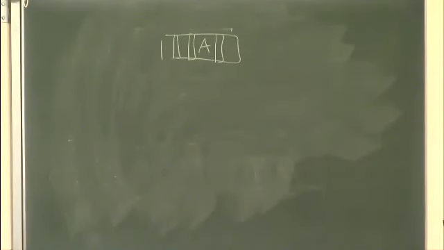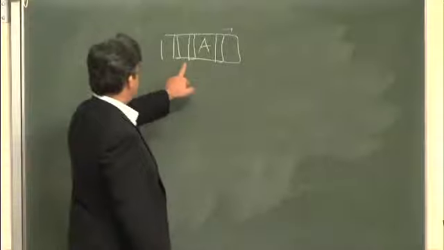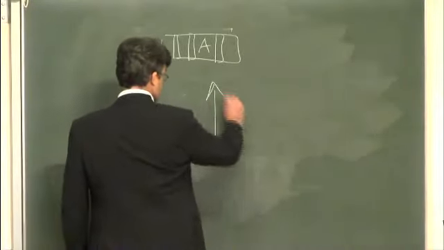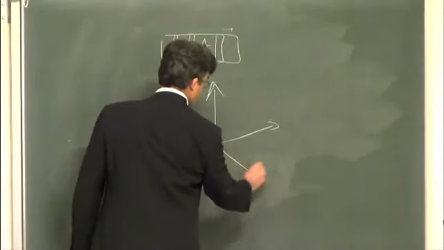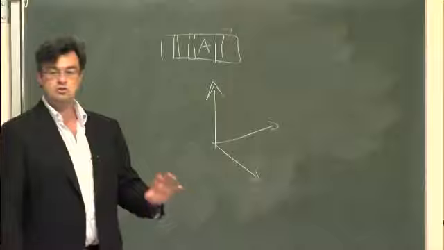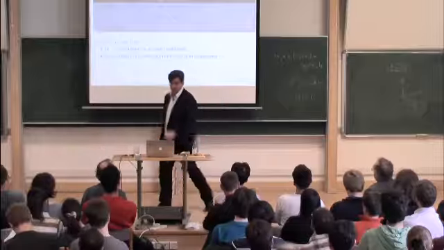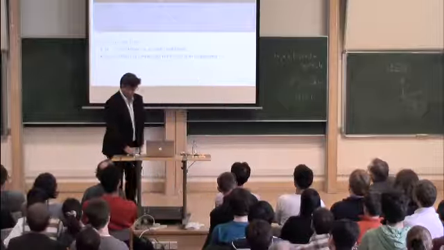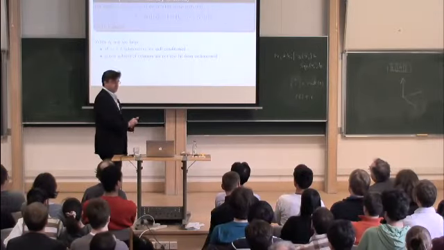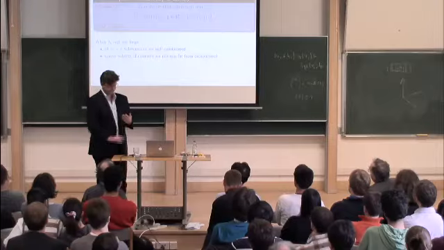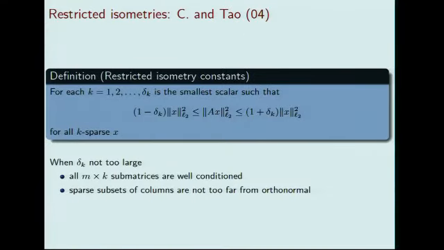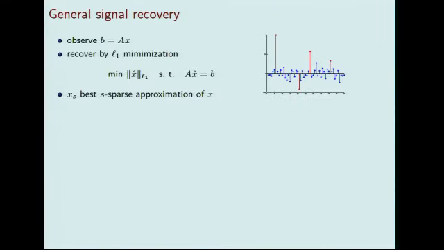Okay? Another way to say the same thing geometrically is to say that if I take the columns of A and I start to represent them in space, maybe they're not orthogonal, they can't be orthogonal, but they're not too far from orthogonal. Okay? That's another way of stating these things. So the restricted isometry constant is simply, by definition, the smallest number delta k such that this property holds. All right. And we'll see that this property and this property alone essentially gives us everything.